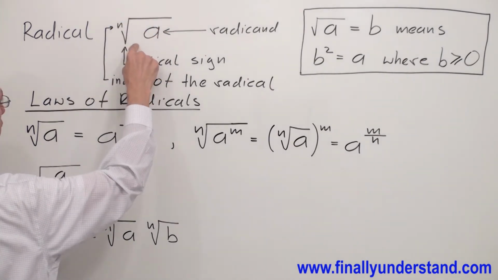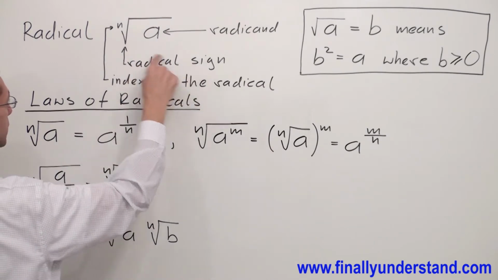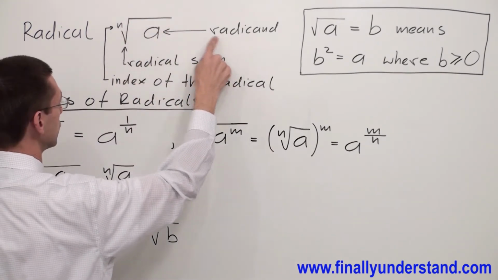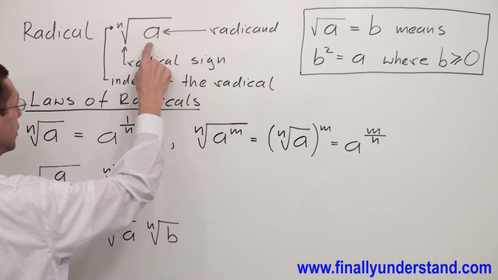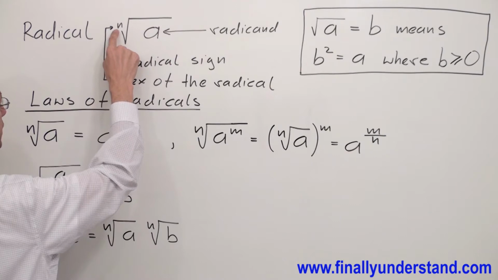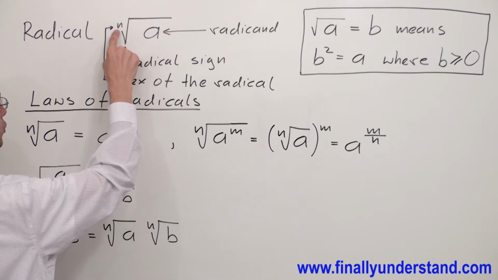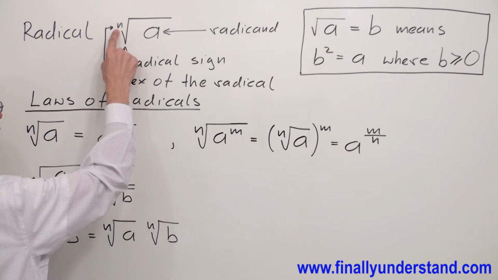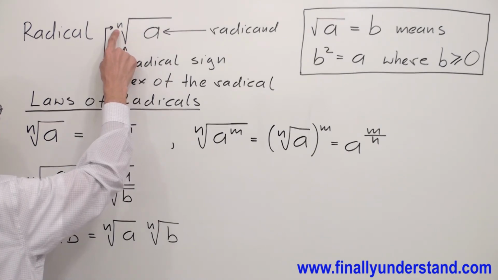A radical contains a radical sign, this is the radical sign, a radicand, which is going to be a variable or number, and an index, which is going to be the number over here. Anytime you do not have any number over here, it means there is always an invisible 2. Okay, keep this in mind.